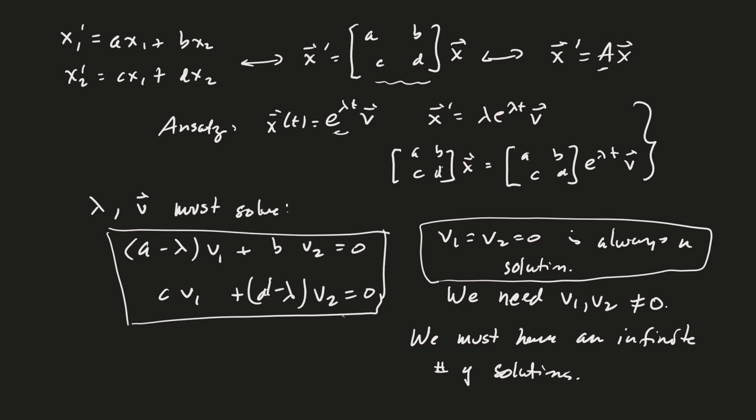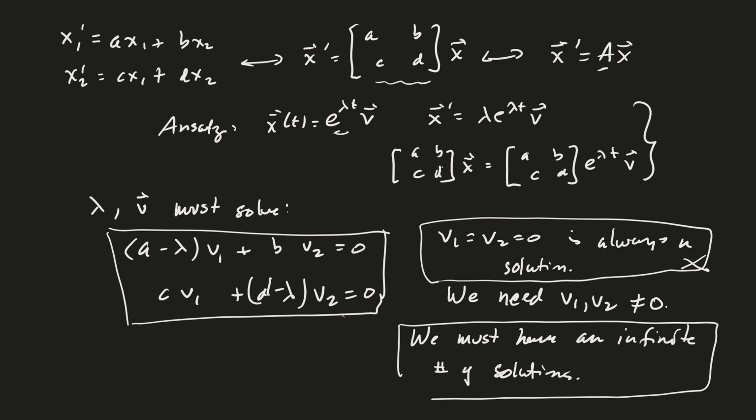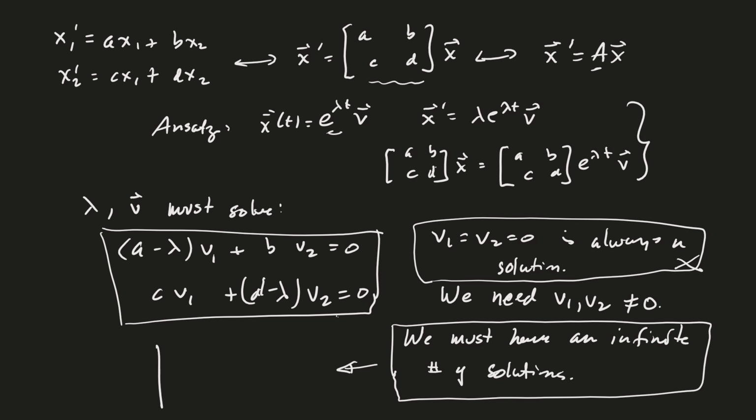Because we have 0 as one solution. There's either no solution, and that's not this case, or there's an infinite number of solutions. And so if we don't want the zero solution as the only solution, then that means that we must have an infinite number of solutions. And in order to get an infinite number of solutions, that means that the two equations must actually be the same equation. And the only way that that's going to happen is if the determinant of the matrix of coefficients is equal to 0.